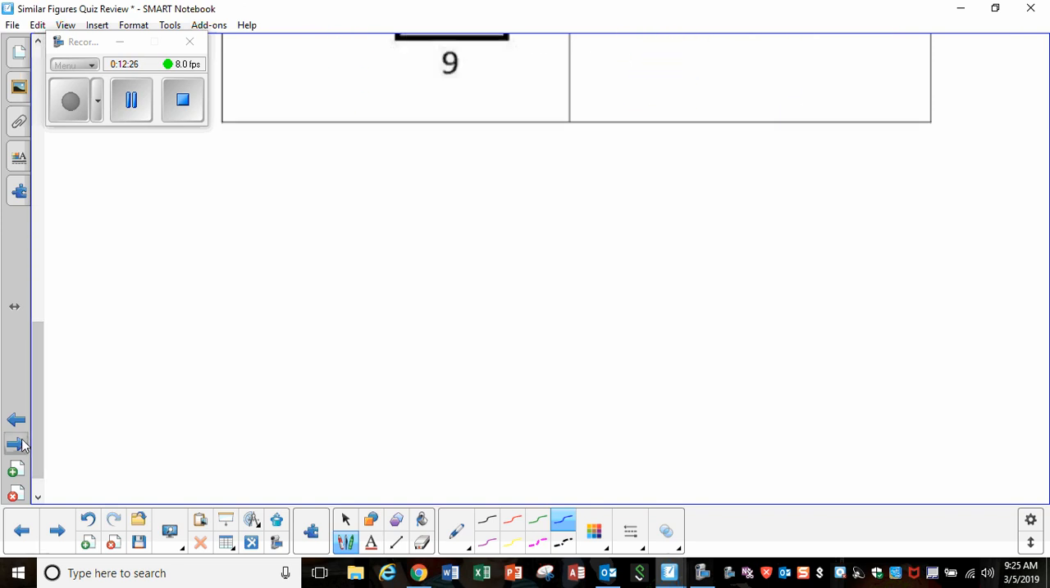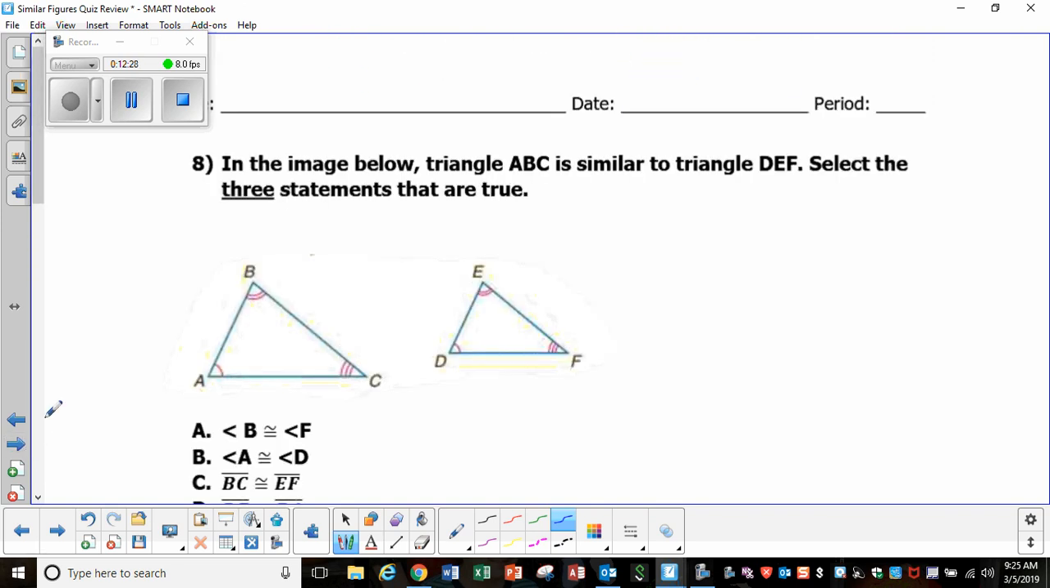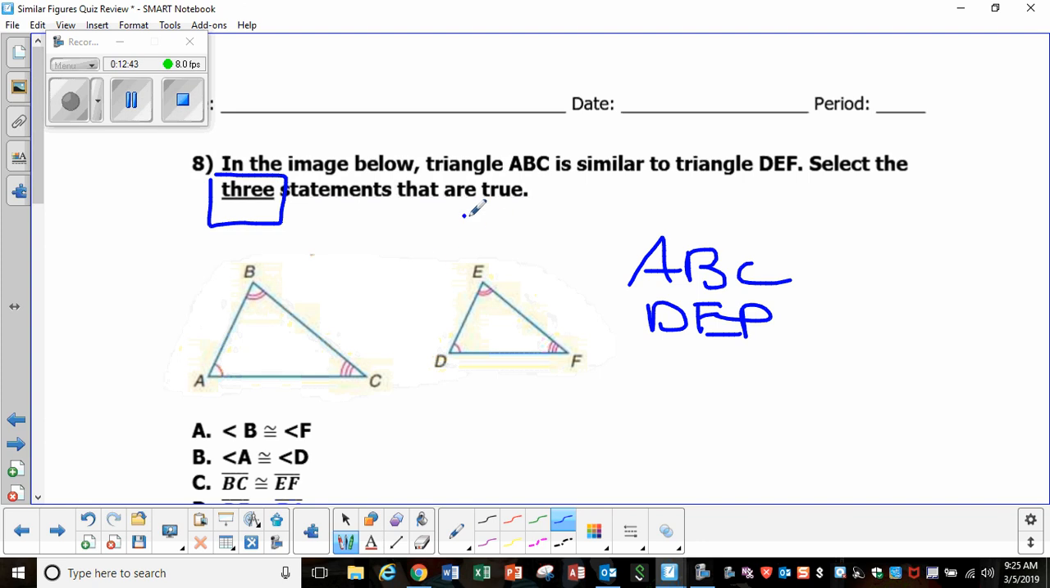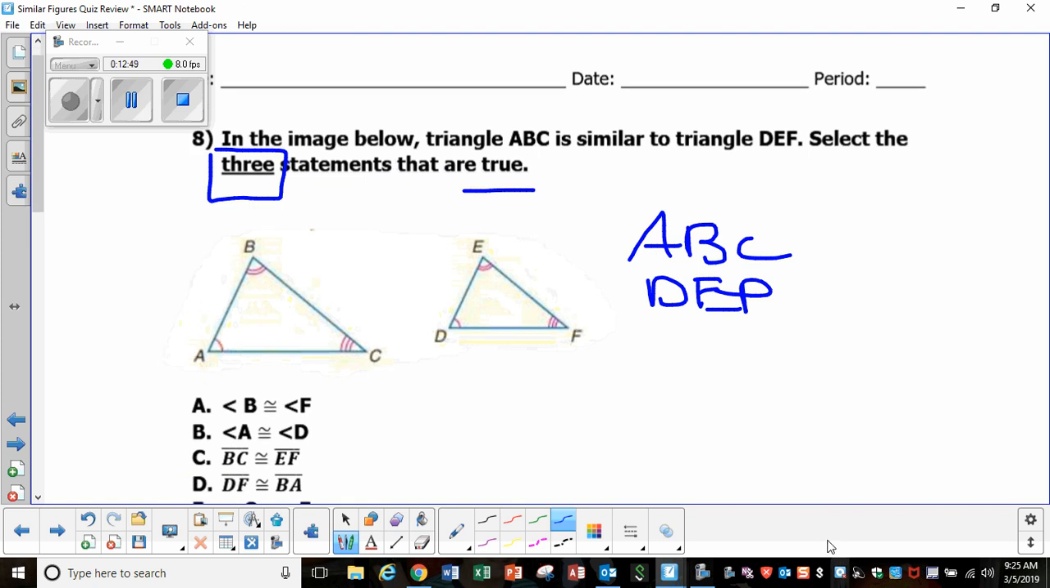Okay, moving on to number 8. In the image below, triangle ABC, I'm going to start stacking now, is similar to triangle DEF. Select the 3 statements that are true. What's nice about number 8 is I'm telling you that you must pick 3 statements that are true. So there's 3 correct answers here. Okay, so I'm going to use my letters to help me with this.